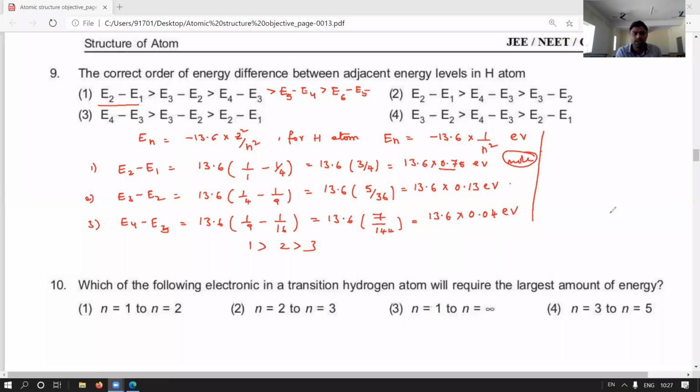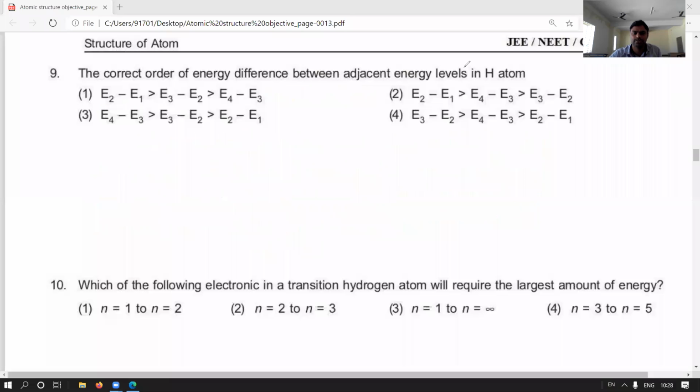So here, without solving all this, meaning without calculating the E2 minus E1 value, E3 minus E2 value, E4 minus E3 value, just by seeing the options we can say. How? I already gave that hint. The energy difference value decreases with increasing distance from the nucleus, when alternative energy levels are given. Okay, very clear. Let's see the next question.